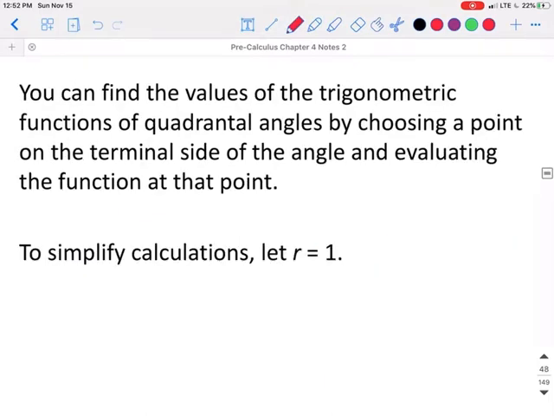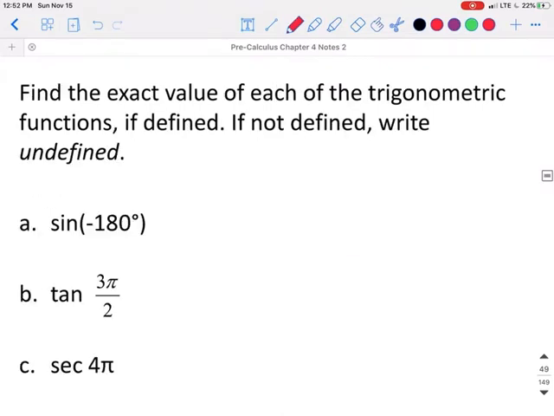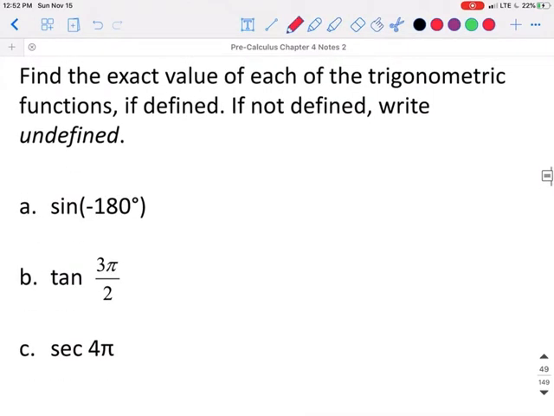So you can find the values of a trigonometric function of quadrantal angles by choosing a point on the terminal side of the angle and evaluating the function at that point. To make our calculations easier, we're going to let r equal 1. We need to find the exact values of the trigonometric functions, and if we can't find one, we're going to write it as undefined.